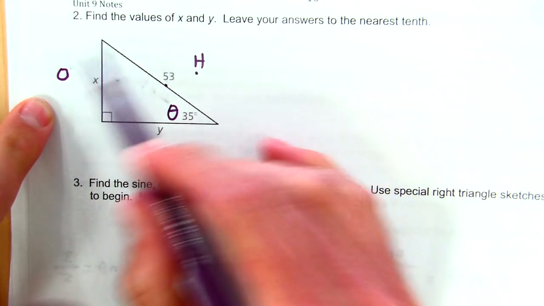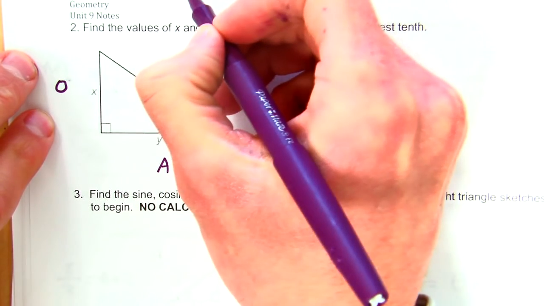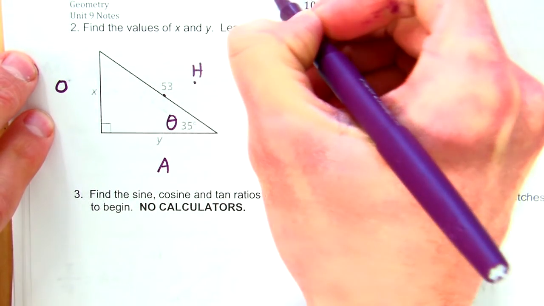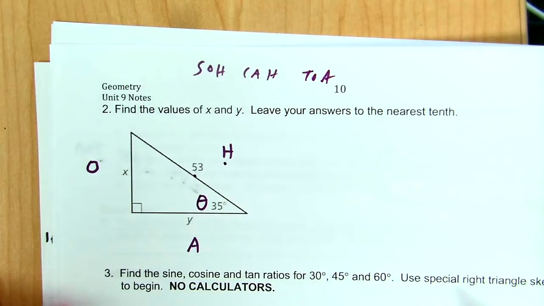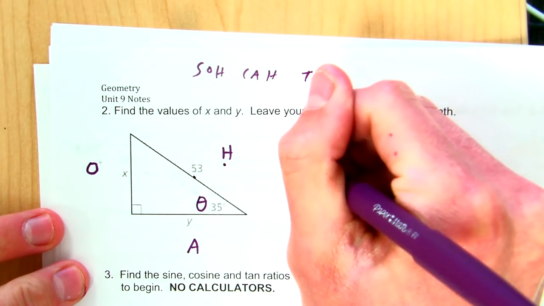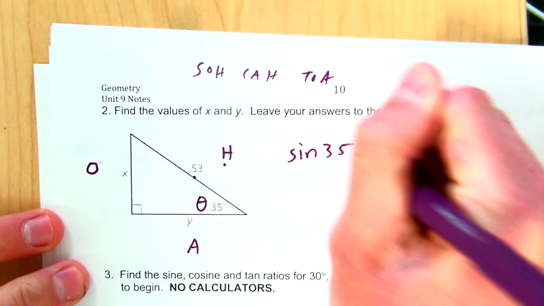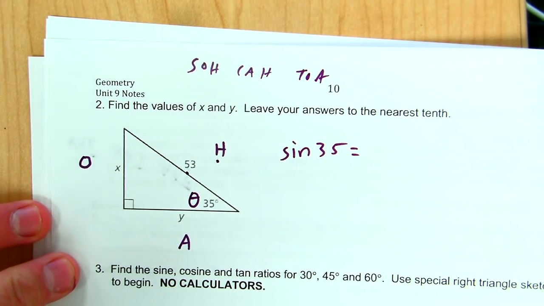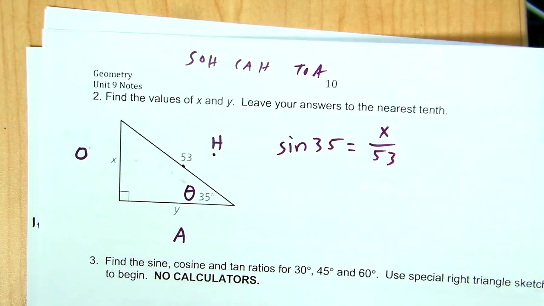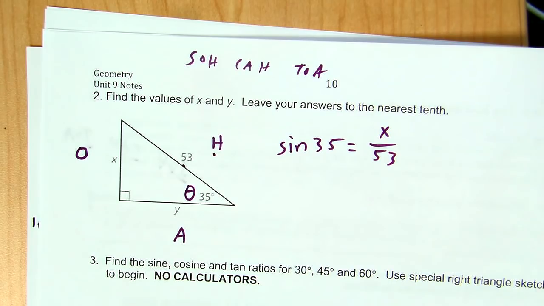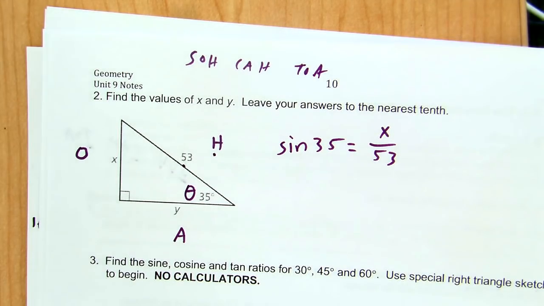So O and H. So I refer to the acronym. Which one uses O and H? Well, that's SOH CAH TOA, so I know I need sine. So the sine of 35, the sine of my angle, is equal to opposite, which is x, over hypotenuse, which is 53. So you set up your trig ratio, you know that the sine of 35 has to be some number over 53. I need to go get my calculator again.